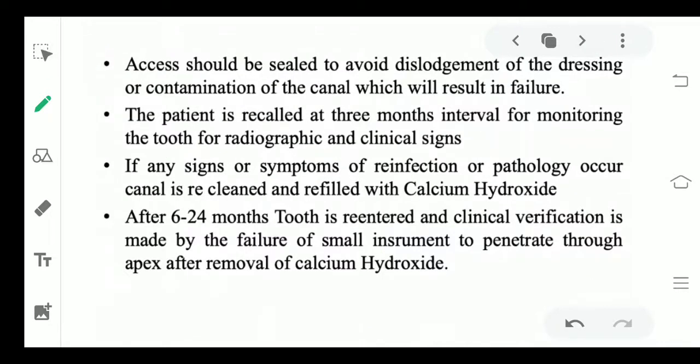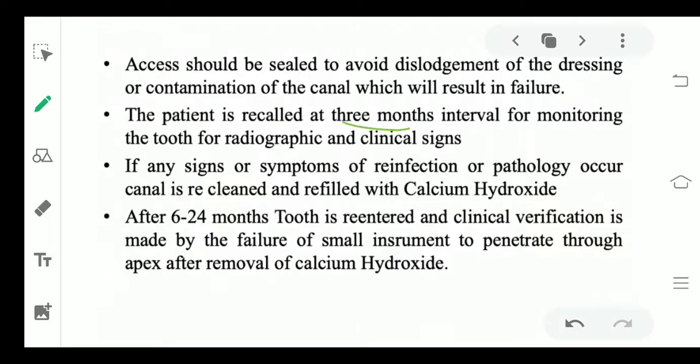Moving ahead, excess should be sealed to avoid dislodgement of the dressing or contamination of the canal, which will result in failure. So any excess should be sealed so that there is no dislodgement of the dressing. The patient is recalled after 3 months.